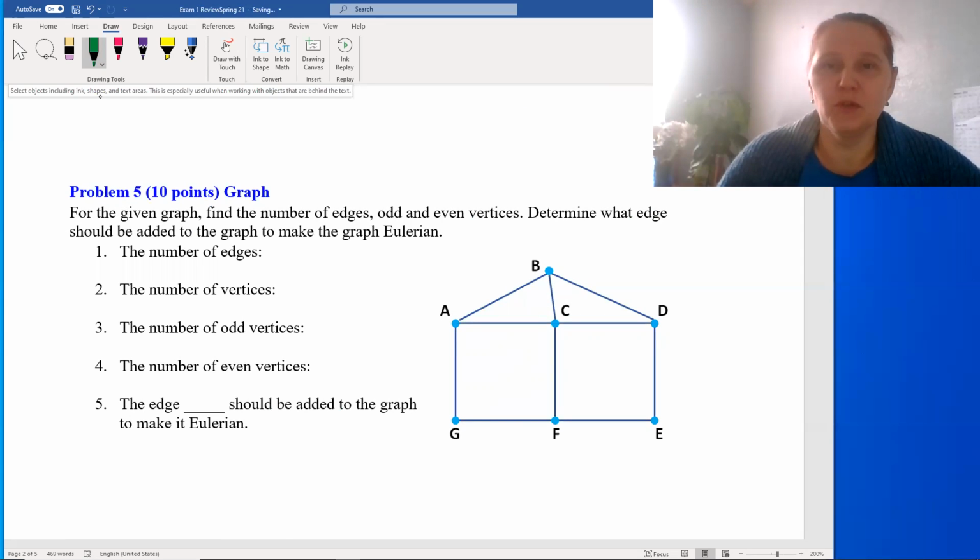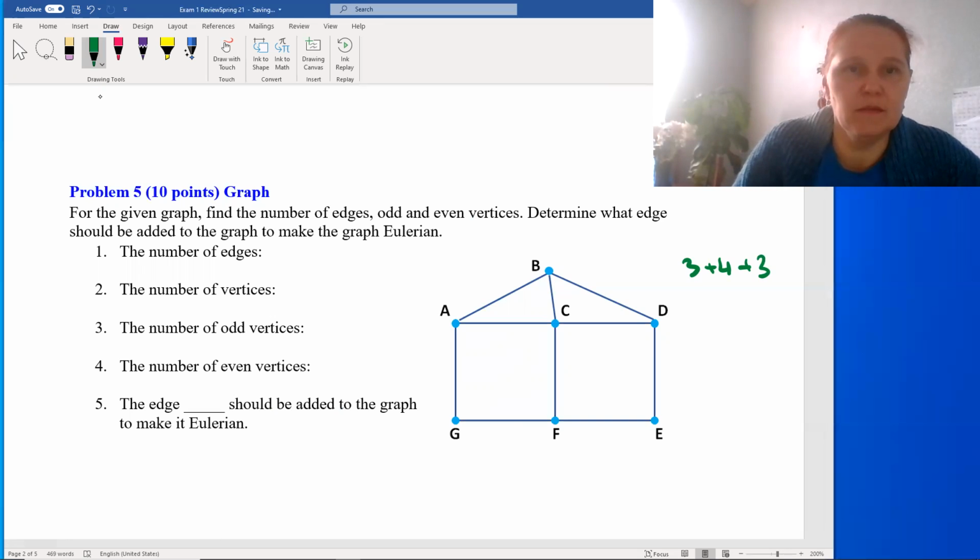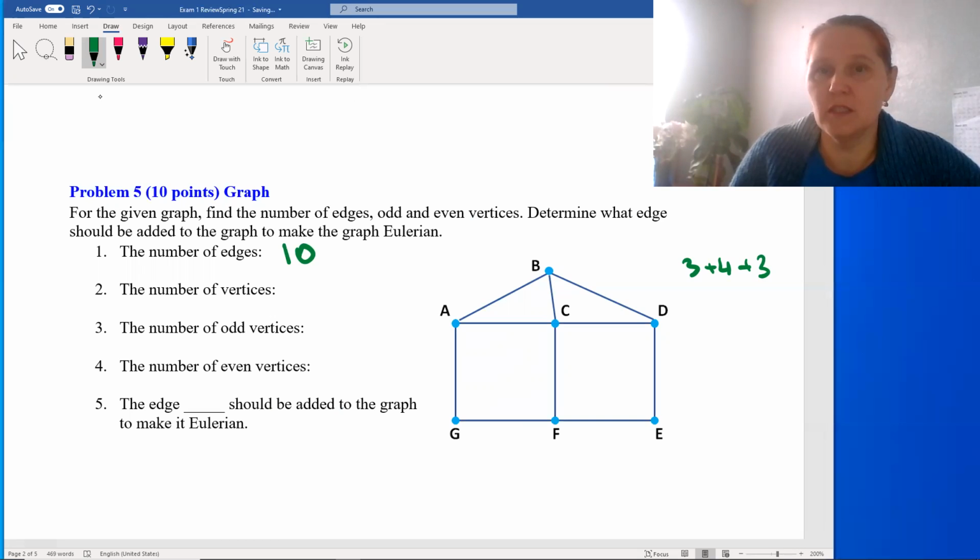We have 3 on the top, 1, 2, 3, 4 in the left square, and we have not counted 3 from the right square, plus another 3. 10 edges. The number of the vertices. The vertices are these points, these dots. Yes, we count them. So there are 6 and 1 on the top. Altogether, they are 7. The number of odd vertices.